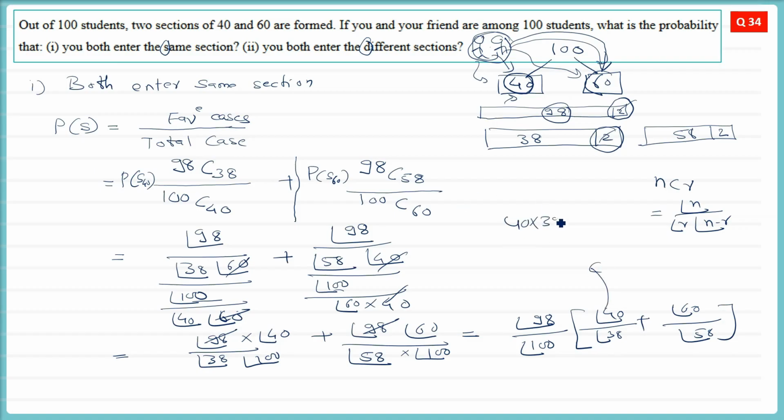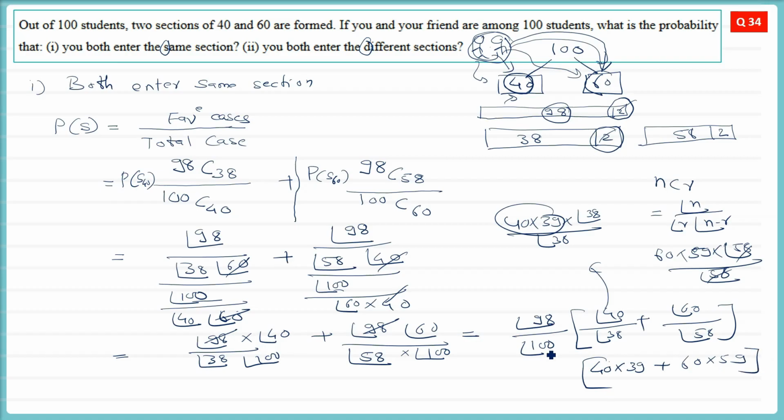Factorial 40 will be 40 into 39 into factorial 38. Factorial 38 is in the denominator, so 40 into 39 will come as the first element. Now factorial 60 by factorial 58, 60 and 59 will remain because 59 can be followed by factorial 58. 58 is already down below. You can cancel these two. 60 into 59 will come. Either you just multiply 39 into 4 and 59 into 4, add them and add a 0.